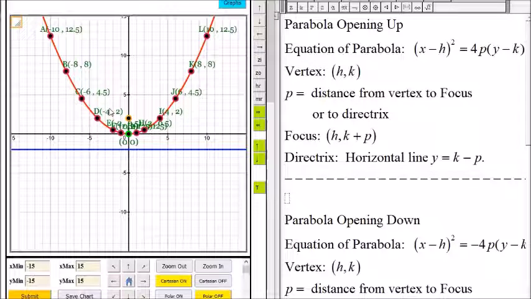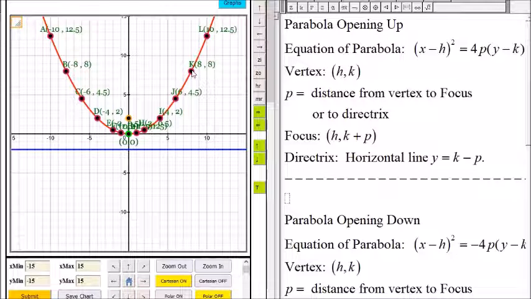This is a parabola opening up, and this point right here is called the vertex. And this point is called the focus, and this line down here is called the directrix. By definition of a parabola, if we pick a point on the parabola, then the distance from the point to the directrix is the same as the distance from the point to the focus.